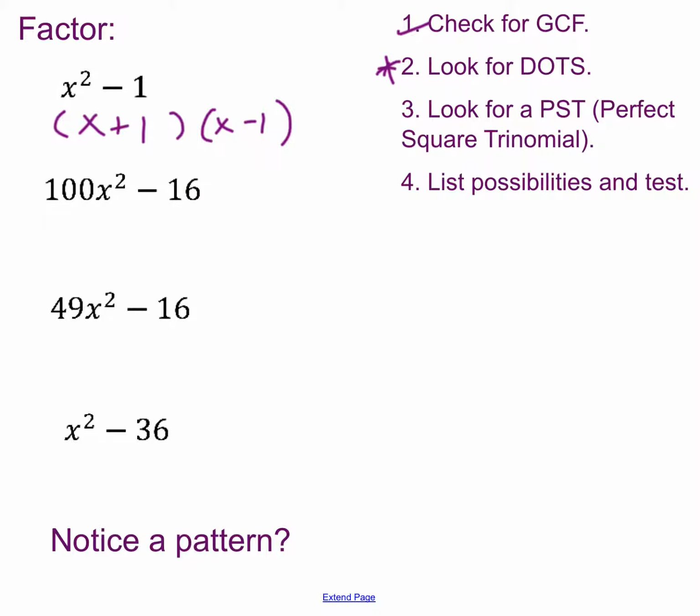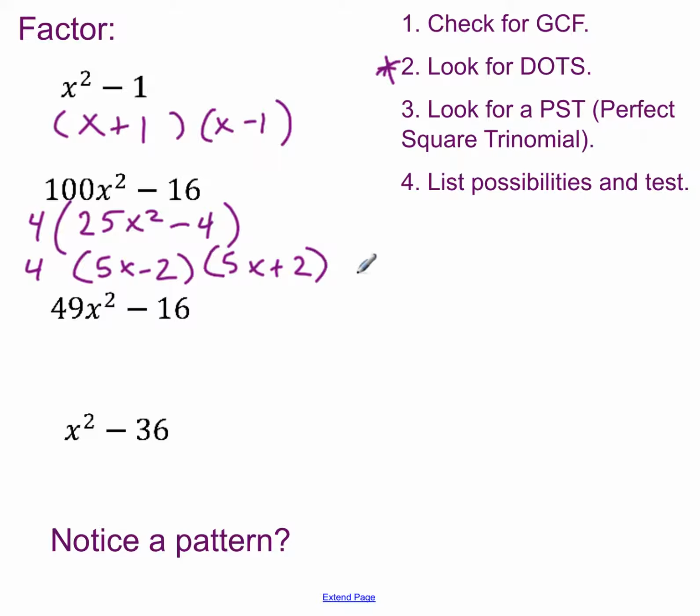Check for GCF. Well, guess what? In this one, there is a GCF, and it's pretty important to get it out. Is it 2? Is it 4? Is it 16? I think it's 4. That would be 25x squared minus 4. Those two are relatively prime. They don't have any factors in common. So now I'm going to do this binomial times this binomial. Square root of that would be 5x minus 2, 5x plus 2. And now this cannot be factored any further, so I'm done.